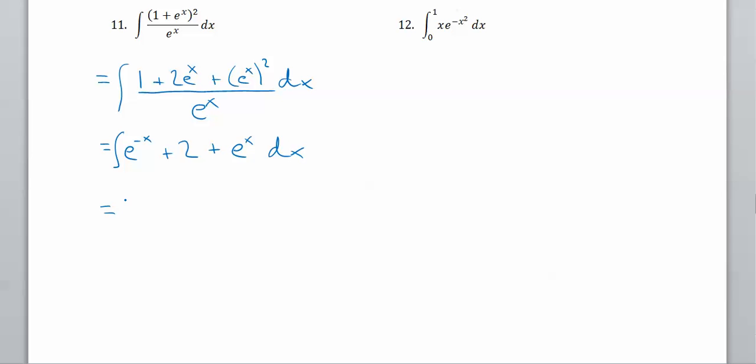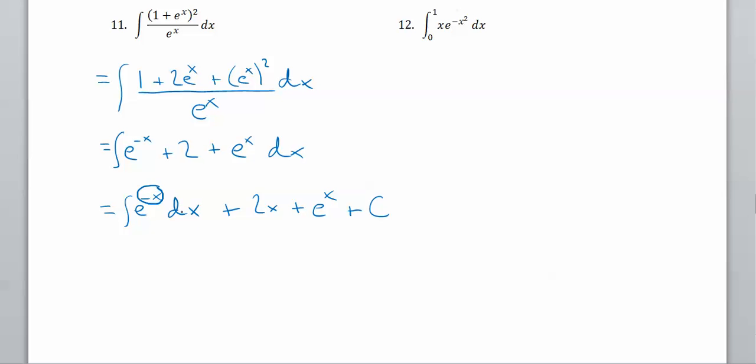Now, that first one is going to require a little bit more work. But the integral of 2 is just 2x, and the integral of e to the x is just e to the x. Okay, and we'll add on any constant capital C. All right, now to finish this one up, I am going to use u substitution for this.